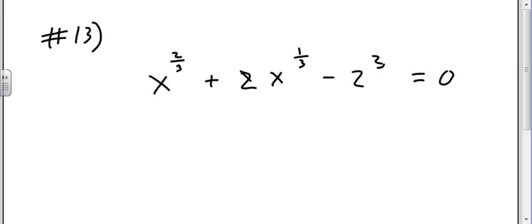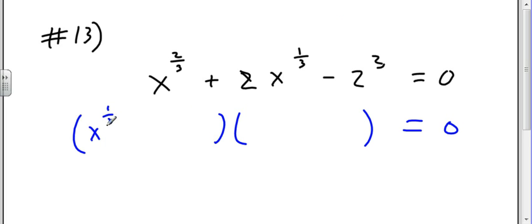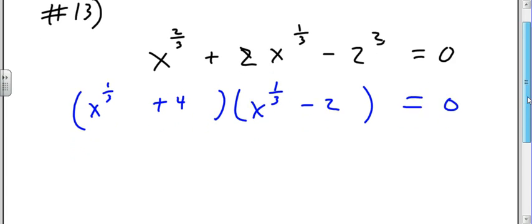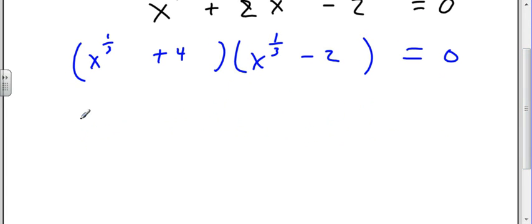All right, so I'm going to factor it again. I haven't done this problem yet, so I'm factoring it for the first time. X to the 1/3, x to the 1/3. Okay, that's good. And then I have plus 4 minus 2. Okay. All right, now I'm cooking with gas. Everything's good now. X to the 1/3 plus 4 is equal to 0. X to the 1/3 is equal to minus 4.